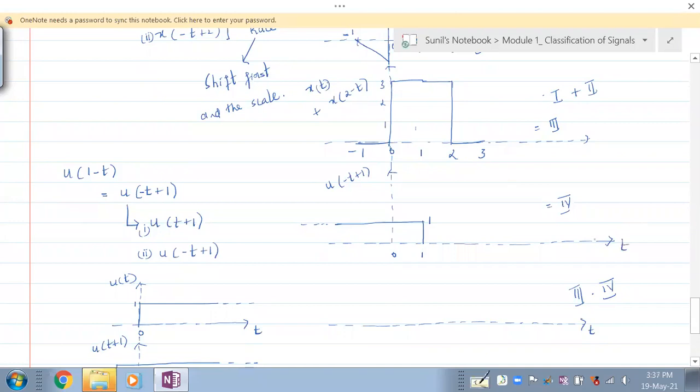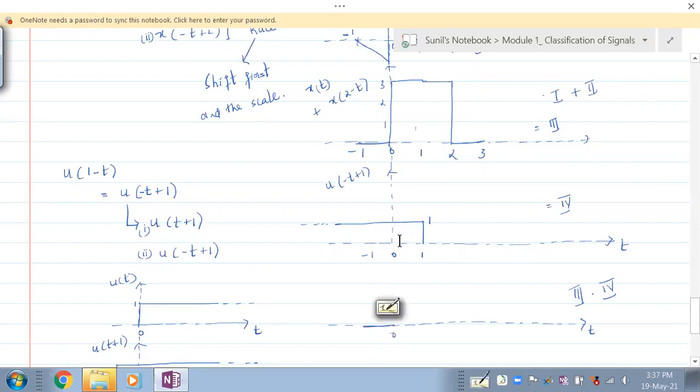Can you just multiply and see? Can you multiply this signal and this signal, the third signal and the fourth signal? See the multiplication from -1 to 0. What is this? This is 1. From -1 to 0, this is 0. So 0 into 1 is 0. That means here you will have 0.